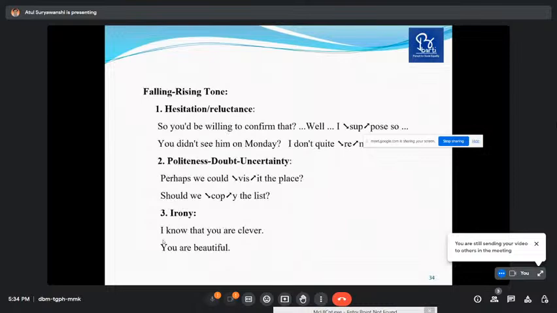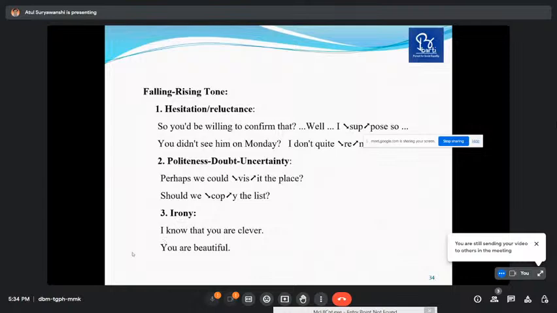The third is falling-rising tone. In which conditions is falling-rising tone used? Let us study three different situations in which we can use it. The first is hesitation or reluctance. For example, so you would be willing to confirm that? Well, I suppose so. There is hesitation, there is reluctance, and in that condition we use falling-rising tone.